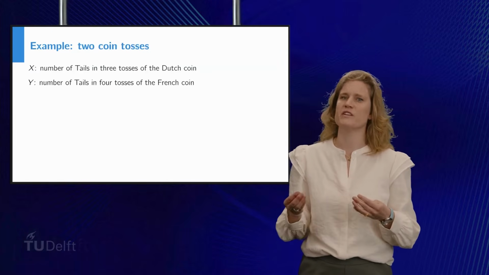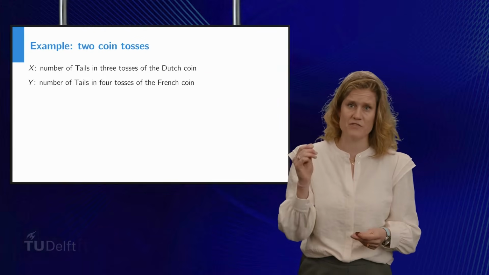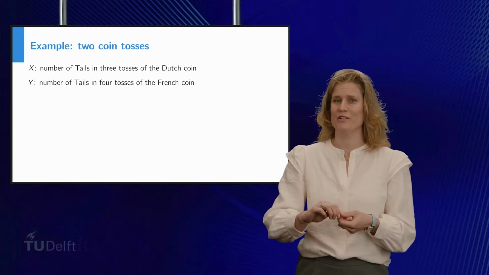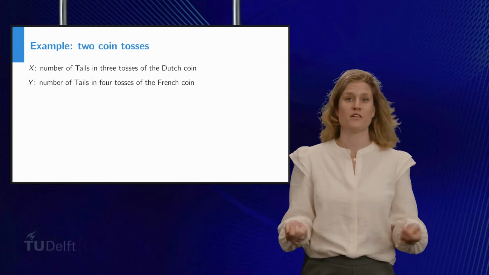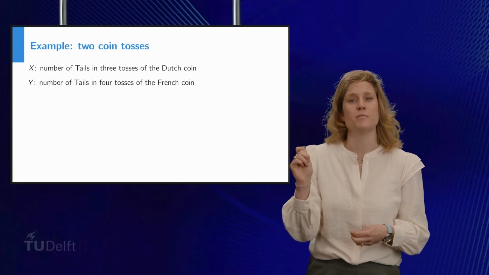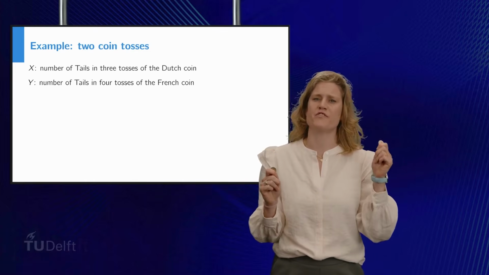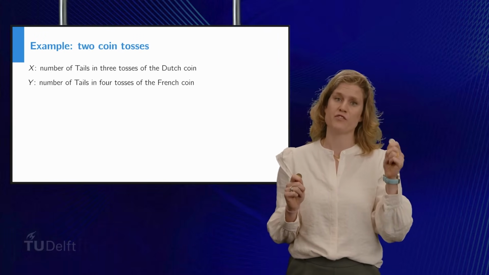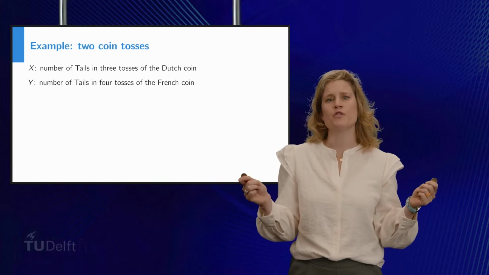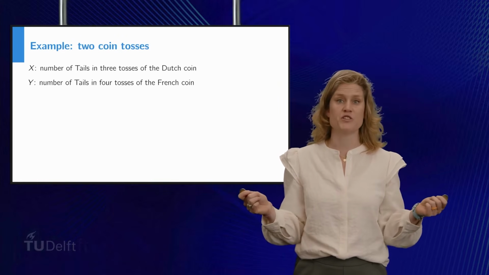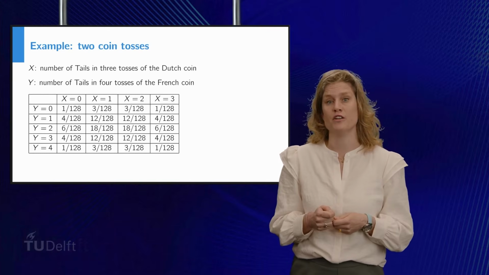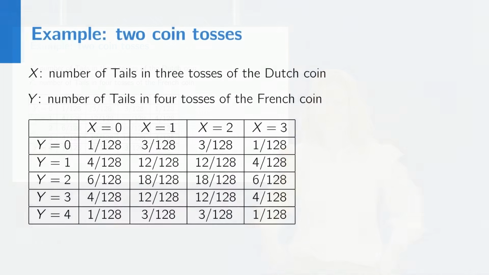Well, let's start with the following discrete example. I have here one Dutch coin and one French coin. I toss the Dutch coin 3 times. I call X the number of tails I get. And I toss the French one 4 times. I call Y the number of tails I get for the French one. Suppose both are fair coins. At every toss, there is a probability 1/2 to get tails. This leads to the following probability table. Feel free to take some time to check this.